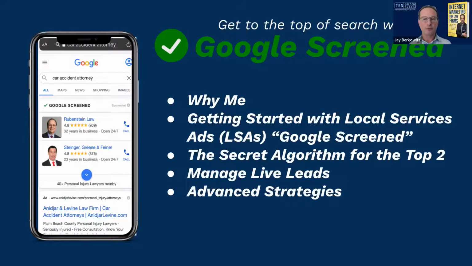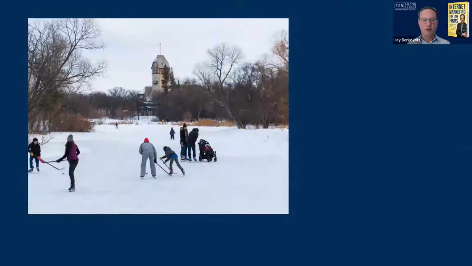So my agenda for today, why am I qualified to talk about this stuff? Then we'll get into how to get started with local service ads or Google Screen. Google calls it local service ads. I think most consumers now see it as Screen because it's got Google Screen as the consumer-facing branding. We'll talk about the secret algorithm to get in the top 2 or 3, how to manage your live leads, and then some advanced strategies, advanced tips. We'll close it out.